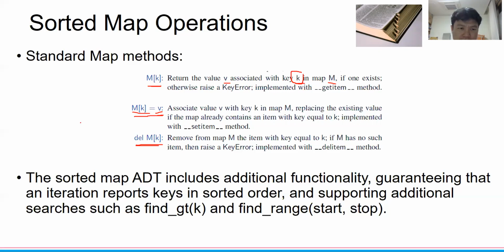So the sorted map ADT includes additional functionality, guaranteeing that the iteration reports keys in sorted order and supporting additional searches like find greater than k or find in the range of start and stop. Some of the ADTs have this kind of supported search. And if you want to use those ADTs, like the sorted map ADT, then you can just reuse it.